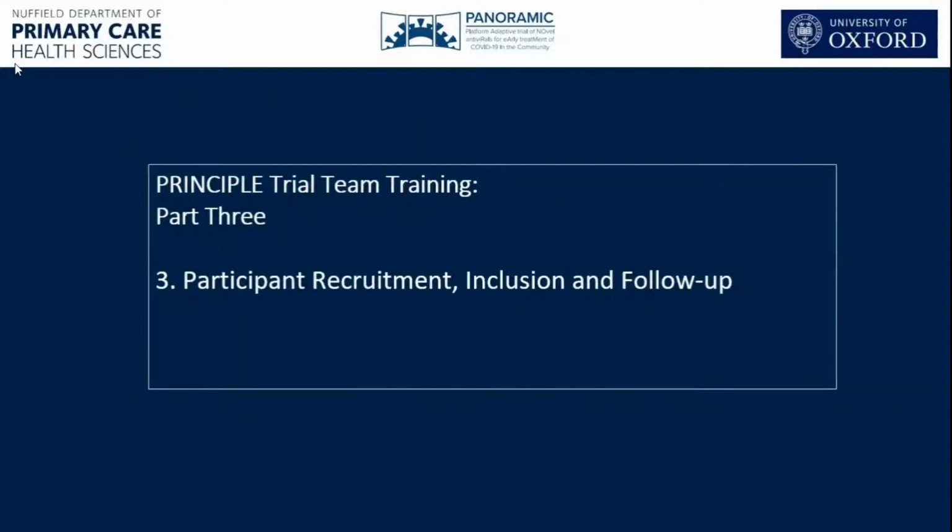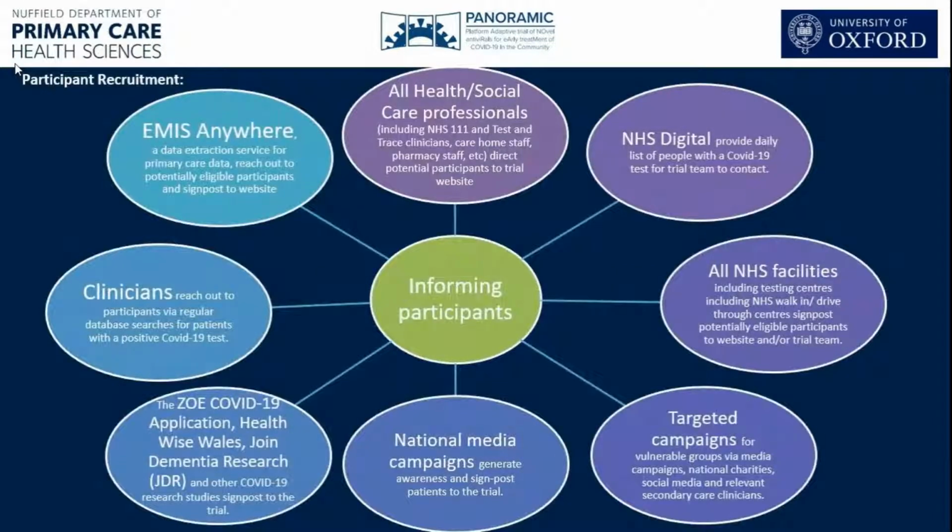Finally, we'll be looking at participant recruitment, inclusion and follow-up. There are many different routes where we'll be signposting participants to the trial. Starting with NHS Digital, they'll provide a daily list of patients who've had a positive COVID-19 test, and the trial team will then contact those patients and explain about the trial. All NHS facilities, including testing centres, NHS walk-in or drive-through centres, will all signpost potentially eligible participants to the website or the trial team.